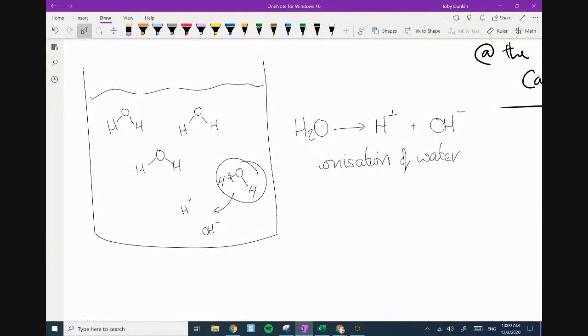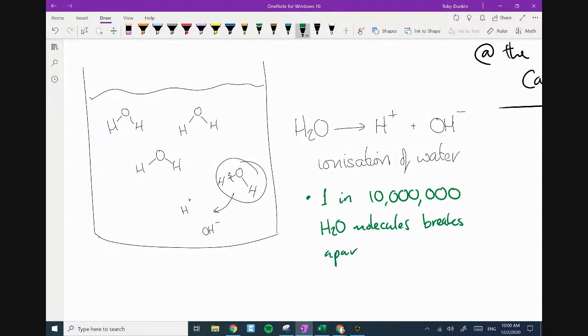Now, just to make you feel a little bit better, the question is, how many water molecules do this? And I can tell you, 1 in 10 million H2O molecules breaks apart. 1 in 10 million.